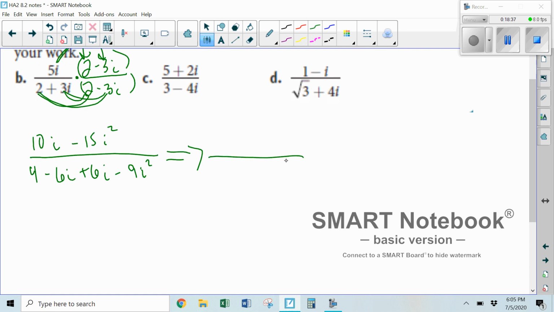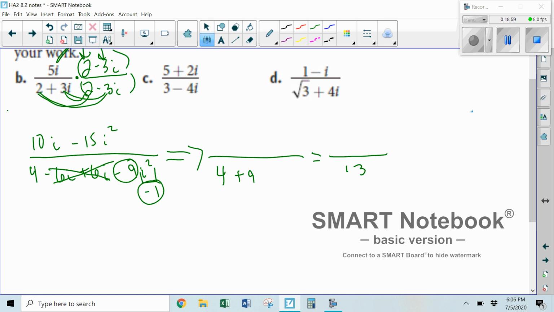Let's look at the denominator. Negative 6i, positive 6i cancel. I squared is negative 1. So that is 4. Negative 9 times negative 1 is going to be plus 9. So my denominator is 13.